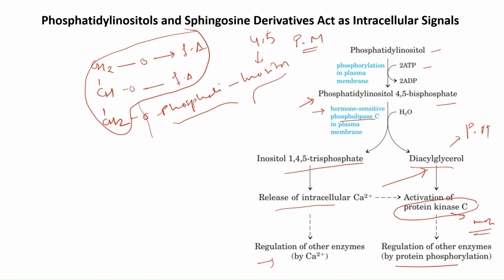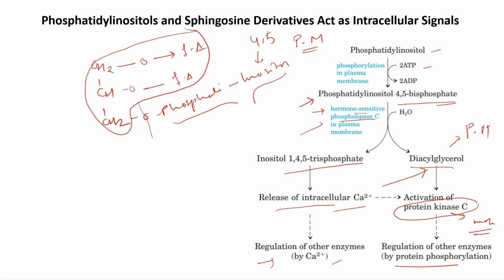So phosphatidylinositol is present in the plasma membrane. First, it gets phosphorylated at the 4th and 5th position. Then, with the help of phospholipase C, this compound is broken down when it gets the signal. The signal is hormone sensitive. When it gets the signal caused by the hormone, it breaks the compound into two halves, that is inositol 1,4,5-triphosphate and diacylglycerol. Diacylglycerol still remains attached to the plasma membrane and inositol enters inside the cell, helping in the release of intracellular calcium from the sarcoplasmic reticulum, which helps in the regulation of other enzymes.